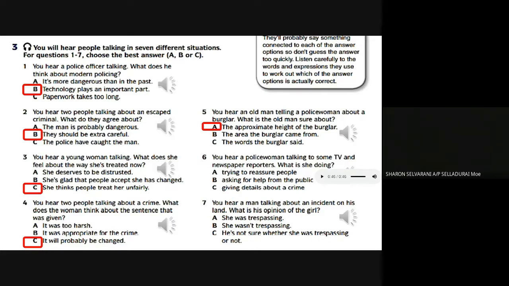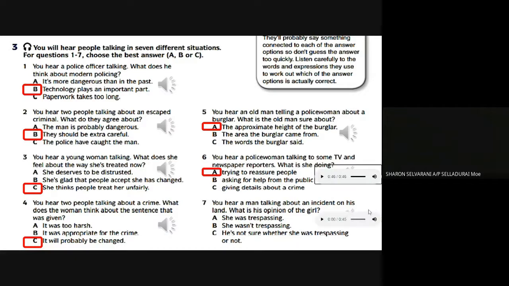Okay, so what is she doing? Is she trying to reassure the people? Or was she asking for help from the public? Or was she giving details about a crime? A. Okay, let's check our answer. Yes, it is A. She's not telling us he's a murderer or a thief or whatever. She did not give that kind of information. She was just trying to keep the people calm, to say don't worry, everything will be all right. So that is trying to reassure people.